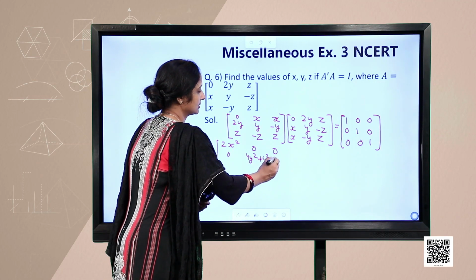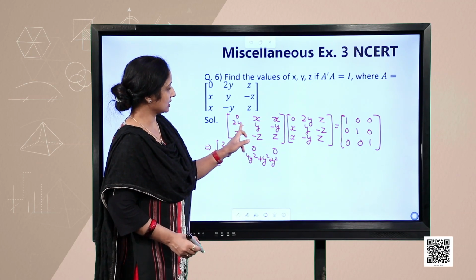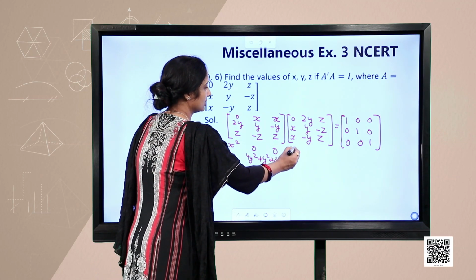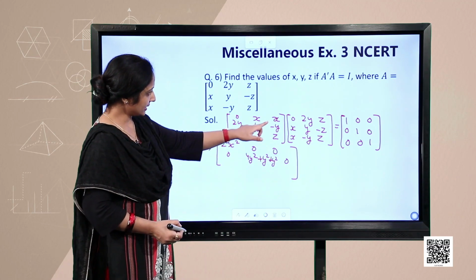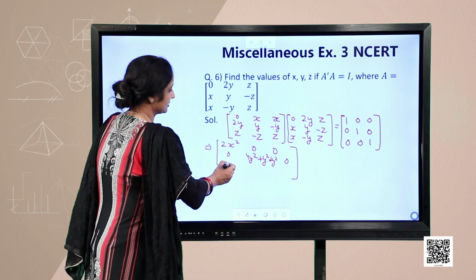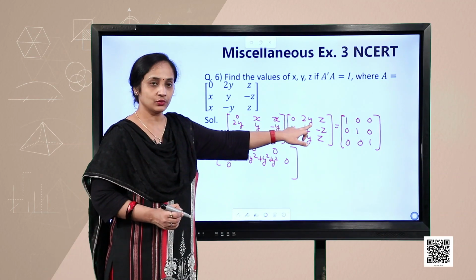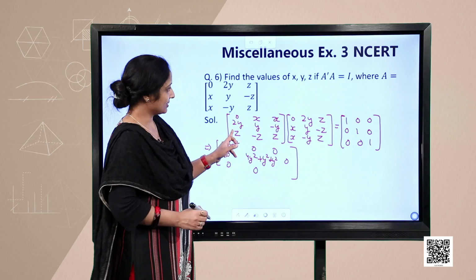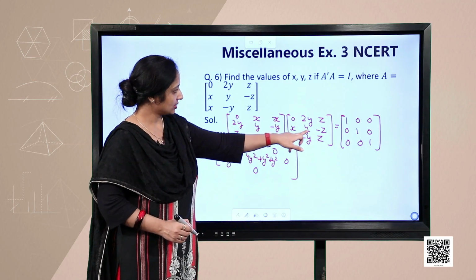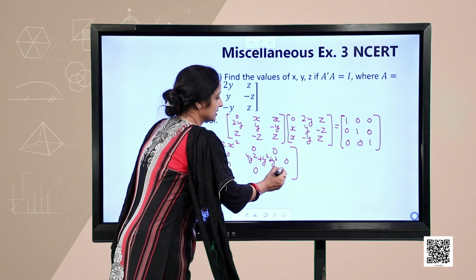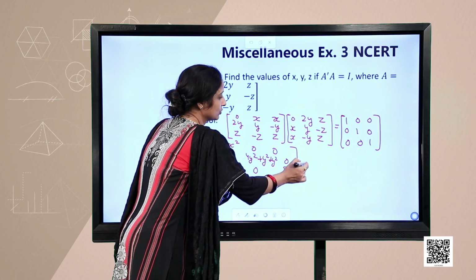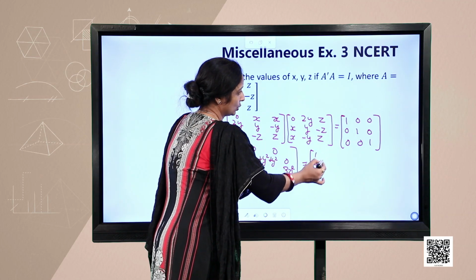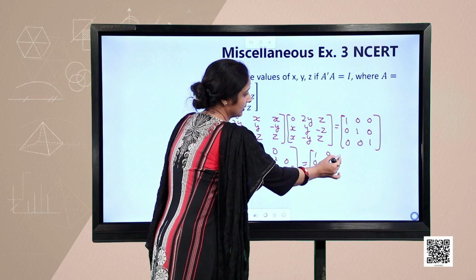So, you can write the next element like this. Then comes the last element of this row, 2yz minus yz minus yz. This is giving me 0. Z into 0 minus zx plus zx is giving me 0. Z into 2y minus zy minus zy is giving me 0. Last element is z square plus z square plus z square, which is basically 3z square, equated to identity matrix of the same order.